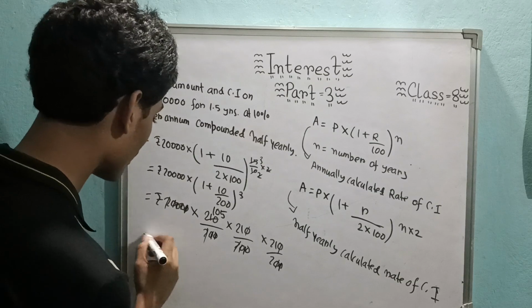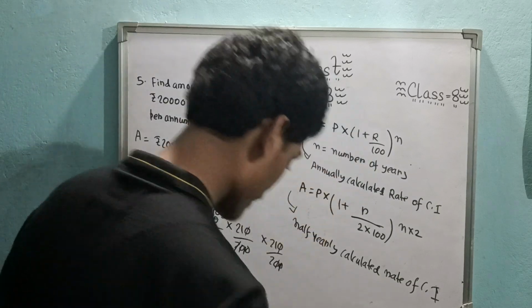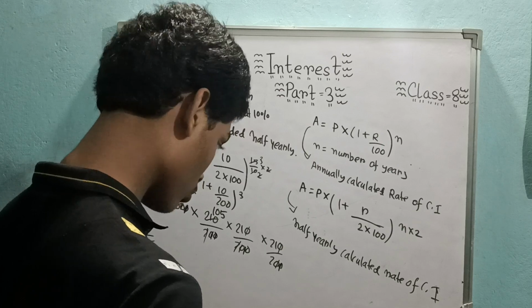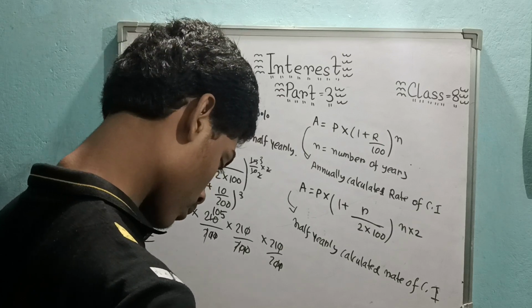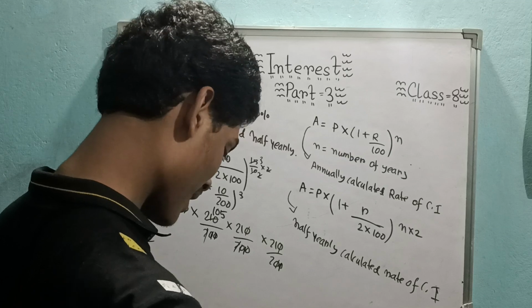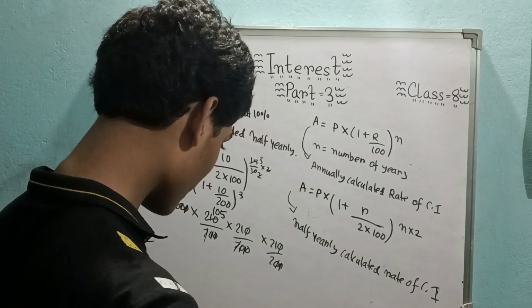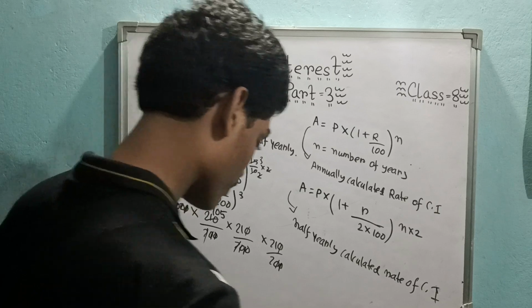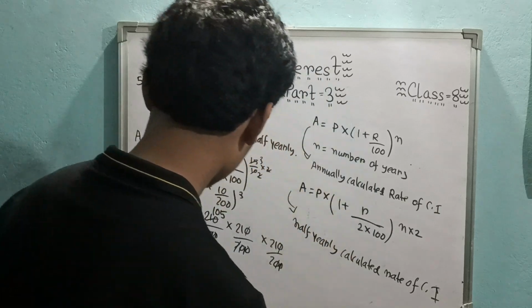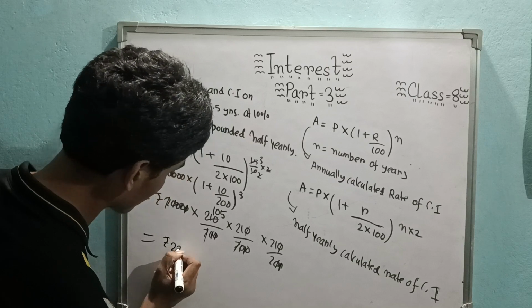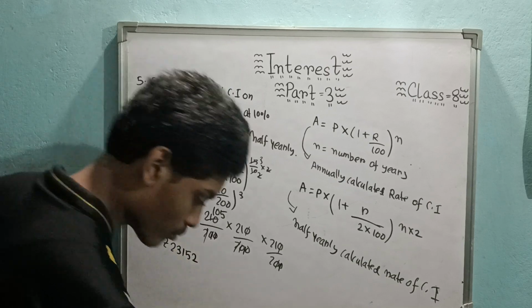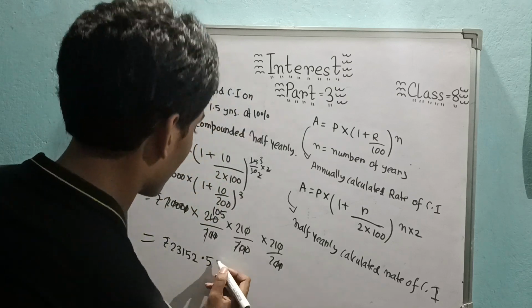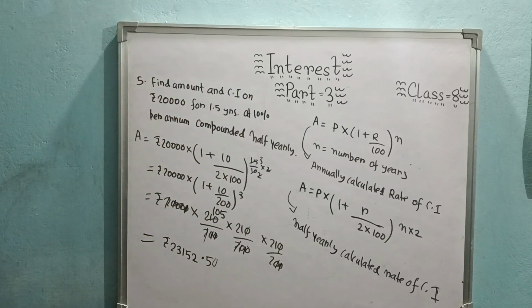So let's calculate. 105 means just simplify as much as you can, then use the calculator. If you can't use the calculator, you have to just do by normal calculation. I'm sweating, guys, so try and use the calculator, nothing else. So this is the answer. That's the amount, I think.